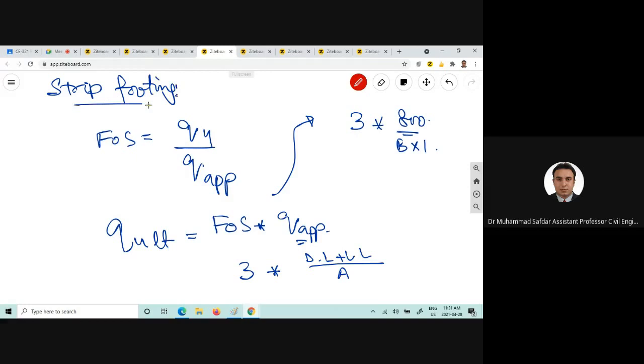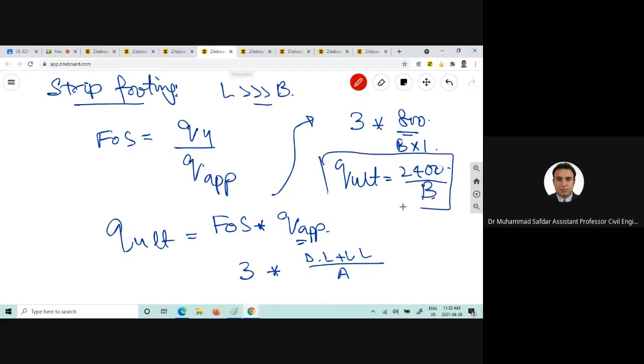So we can take the length of that footing as very great or greater than the width of the footing. Hence we can write Q ultimate. So Asim, your confusion has been solved.